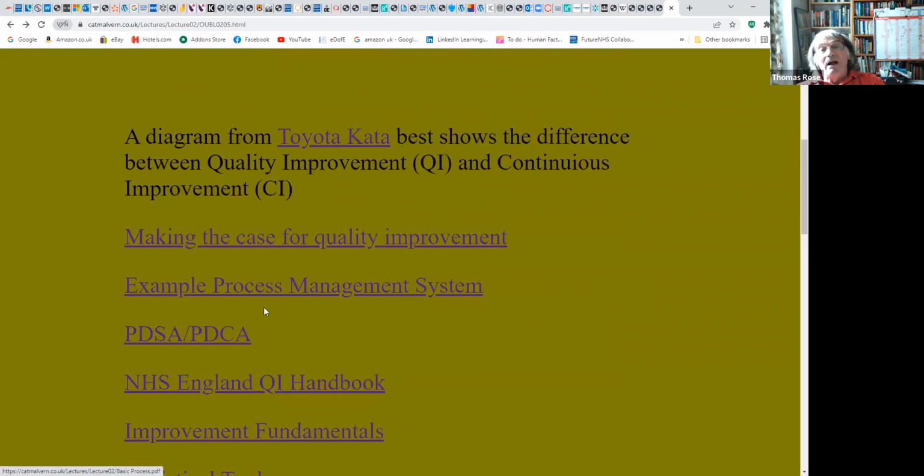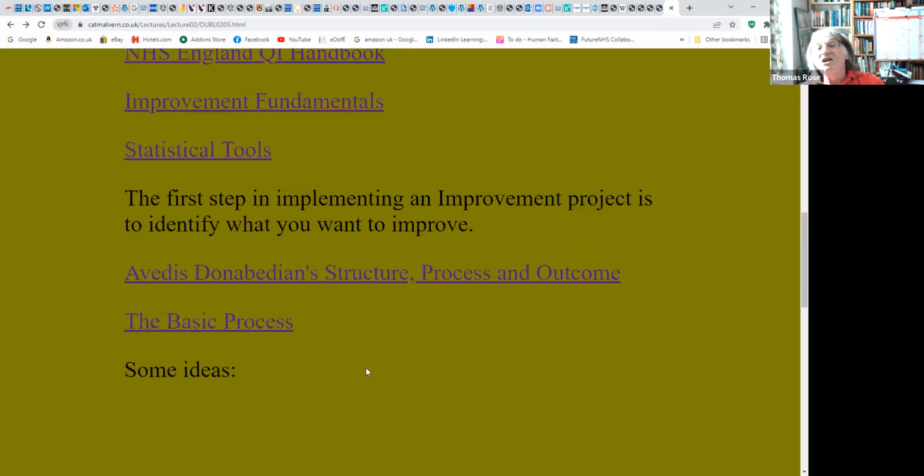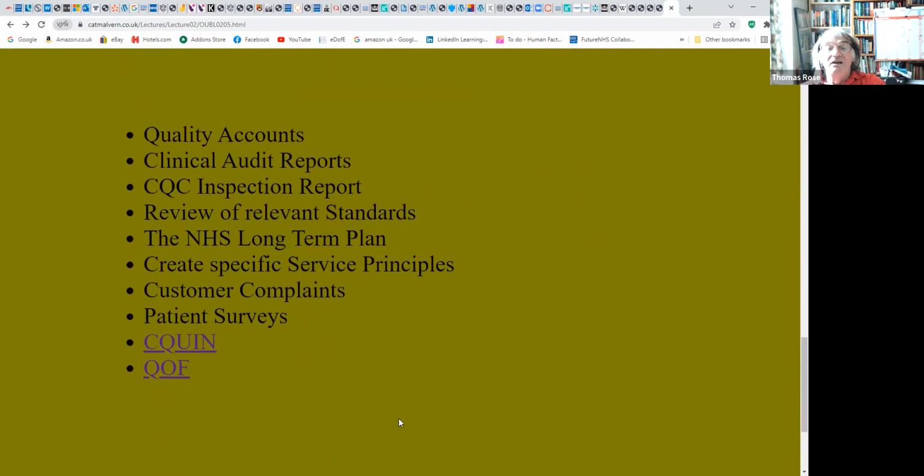I've talked about improvement projects and some ideas for improvement projects. Where do you get your idea from for an improvement project? Well, I'd say that you use your quality accounts and your clinical audit reports and your CQC report, or a review that you've undertaken yourself on how you're meeting the standards that you're supposed to be meeting. If you want to be a bit more advanced, you can have a look at the NHS long-term plan and do some projects around that.